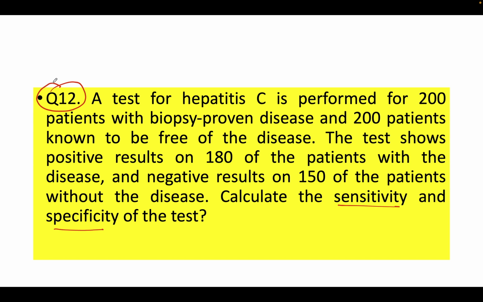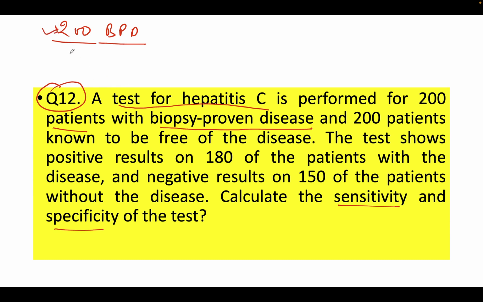The first thing I do, and my way of understanding such questions, is to extract the information. A test for hepatitis C is performed for 200 patients with biopsy proven disease. So the question itself says there are 200 patients with biopsy proven disease, right? These 200 people are already diagnosed.